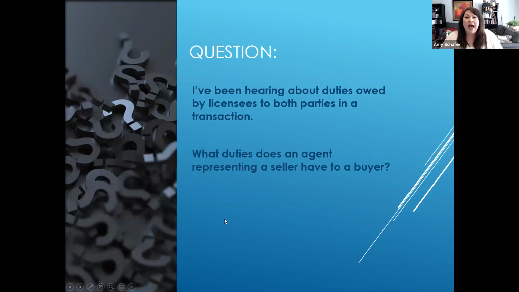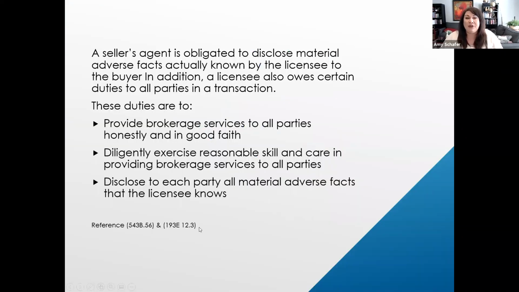The first question is, I've been hearing about duties owed to licensees to both parties in a real estate transaction. What duties does an agent representing a seller have to a buyer? And this really centers around 3 general topics. 1, you've got to act in good faith and be honest with all parties. Exercise reasonable skill and care. And what that really means is, as an agent who is licensed, the public expects you to know more than the average Joe, the average person out there. And then the third one is really the big one, and that centers around material adverse facts.